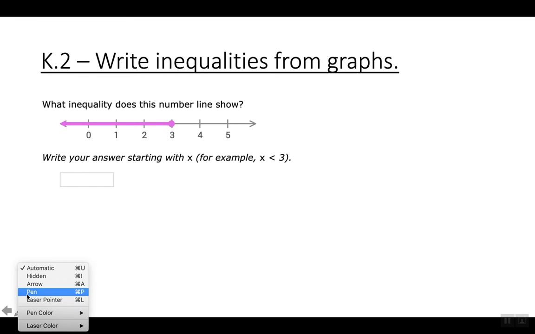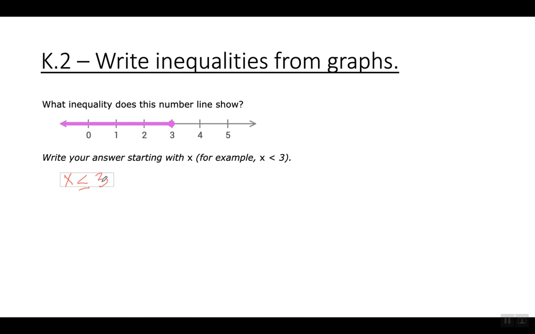Okay, so X is a number. I don't know what it is, but it's less than 3 and it could also equal 3. So the correct answer would be written like this. X is a number. I don't know what it is, but it's less than 3 or it could equal 3.